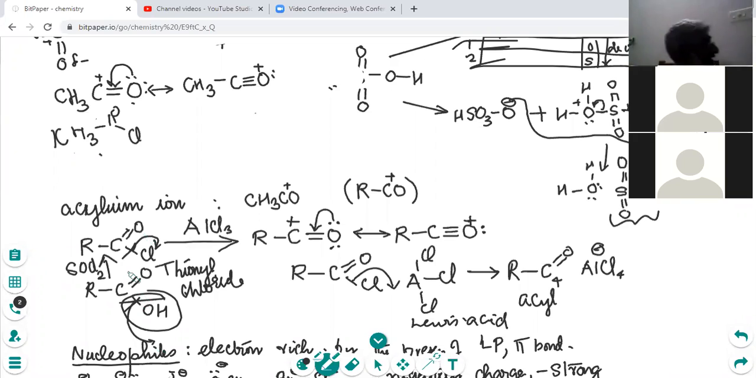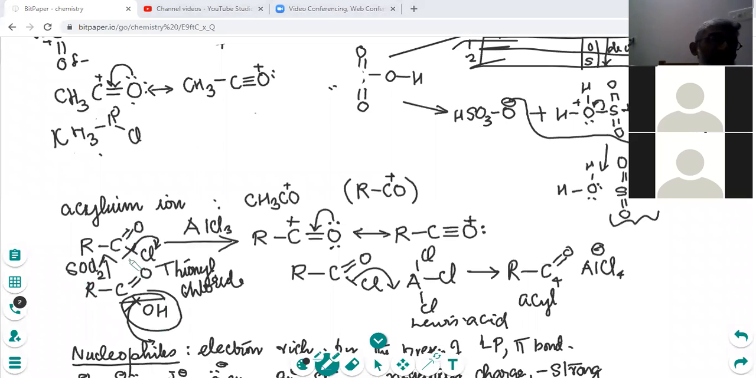That will make an acylium ion. But it is not easy to remove the OH group from the molecule. So you are converting the OH group into a group which is a better leaving group.